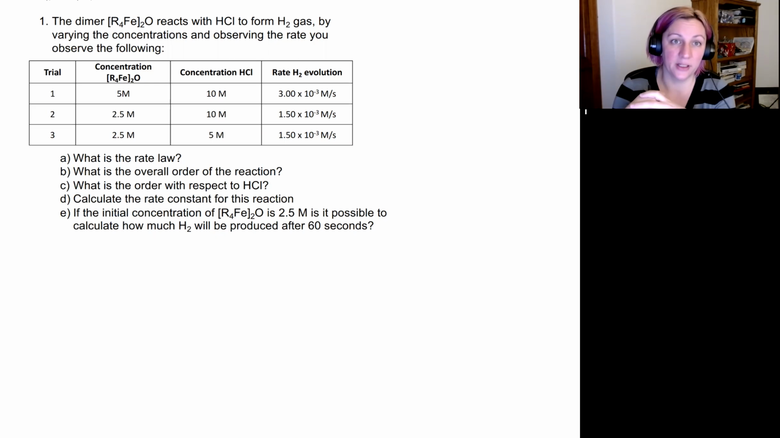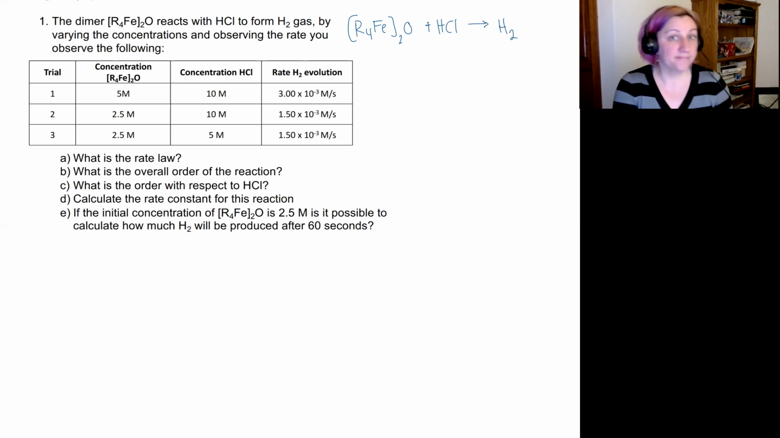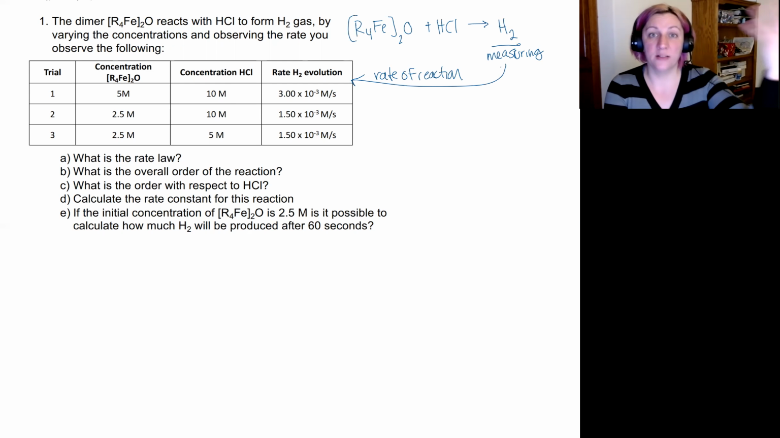It's got some iron in it, and it reacts with hydrochloric acid, and it forms hydrogen gas when it does this. So we have something like the dimer plus our hydrochloric acid, and it's producing some hydrogen gas. At least we know that. So we are measuring how much of this hydrogen evolves, and that's giving us rates of reactions. So we're seeing how much that product evolves.